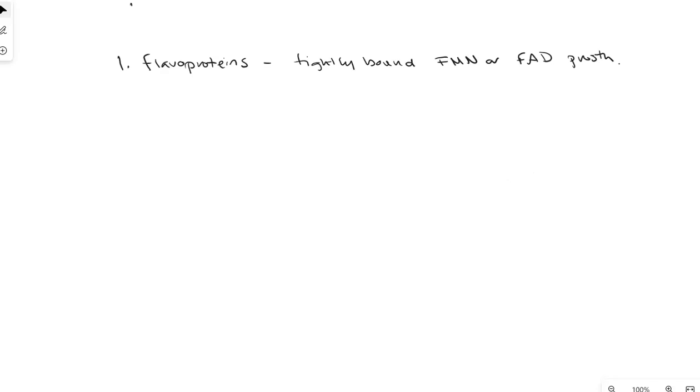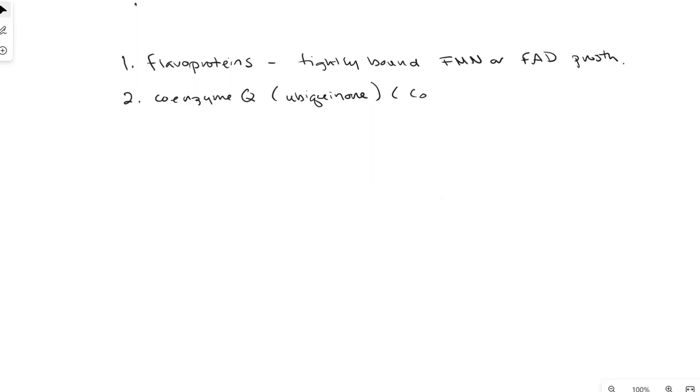The second one is coenzyme Q, or ubiquinone. I always call it ubiquinone, or routinely call it ubiquinone. And this can also be abbreviated as coenzyme Q or UQ for ubiquinone. And this can function in either 1 or 2 electron transfers.